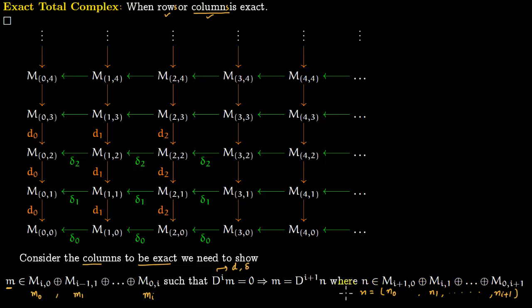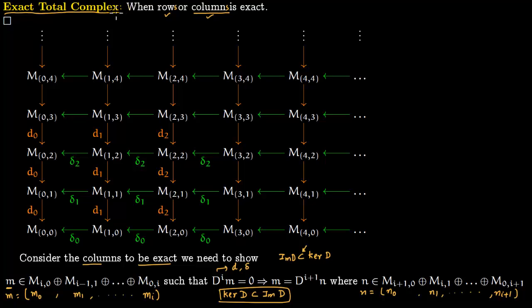So this is n, and m is this big tuple here, m0, m1, m2 all the way to mi. We are saying that the kernel will be contained within the image, and we have already seen that this total complex is a complex, so the kernel already contains the image. This has been shown before, because that is how this becomes a complex. Now we are saying this statement should hold.